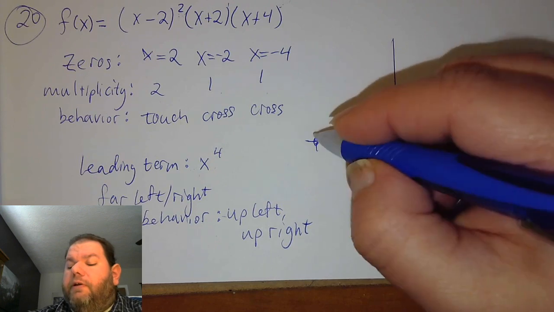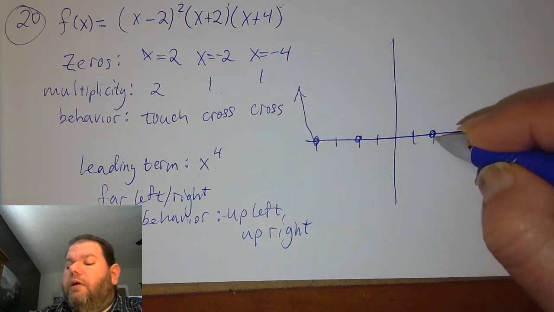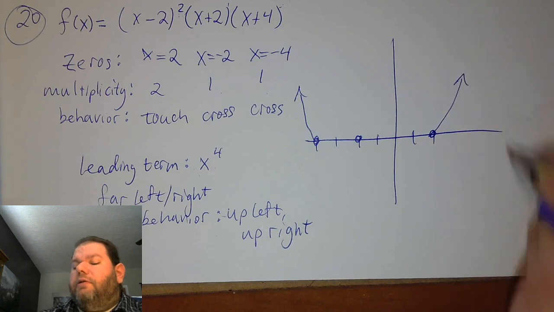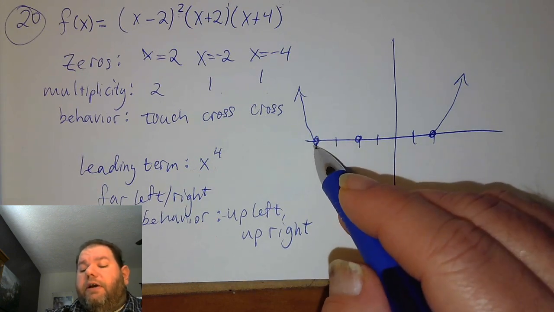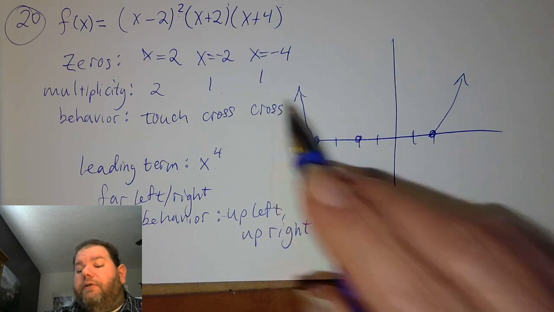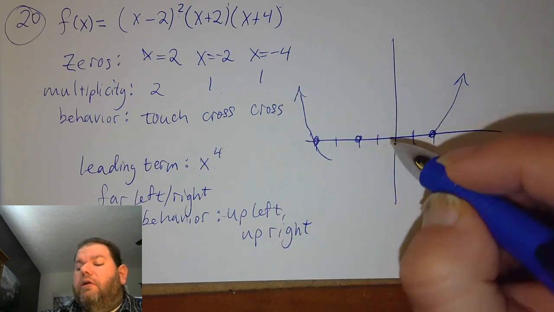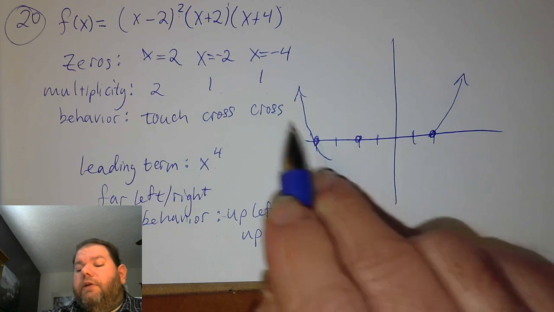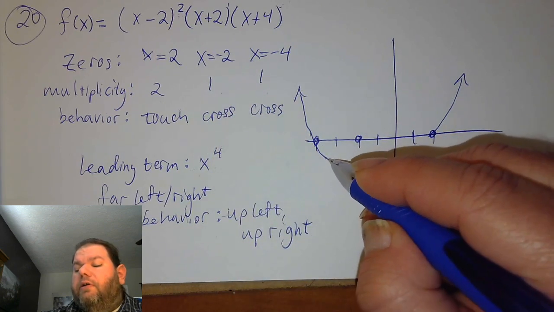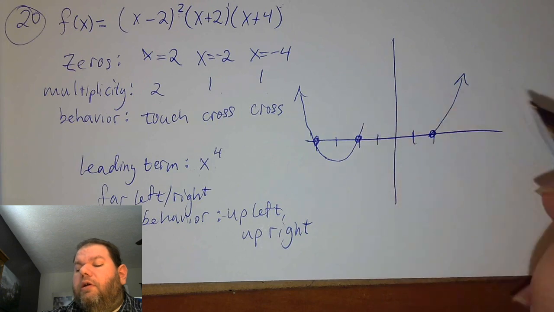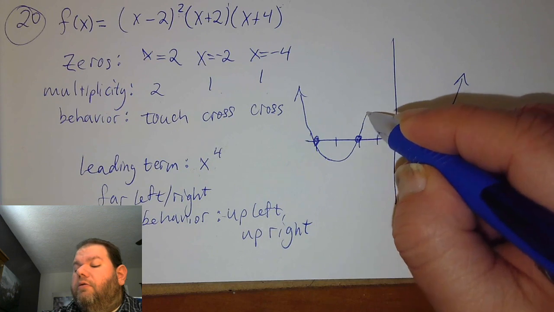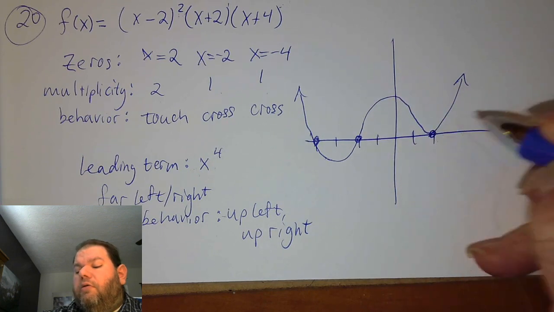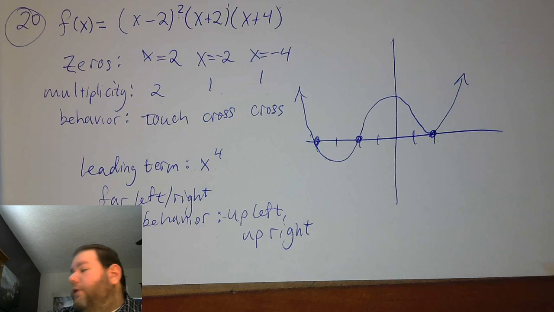It goes up left and up right. Now, starting from the left, this is x equals -4, and at -4 we know it crosses. We get to -2 next, which crosses. And then at +2, it touches. And so it'll look something like that.